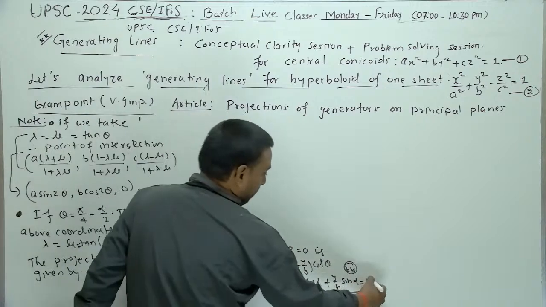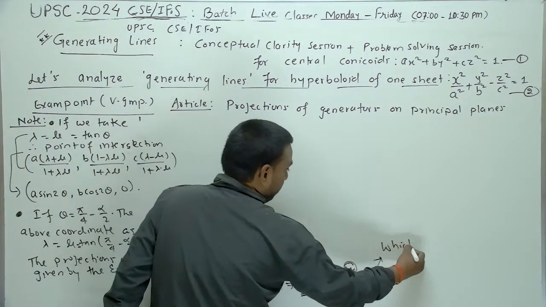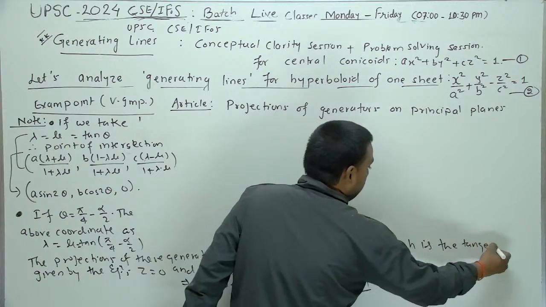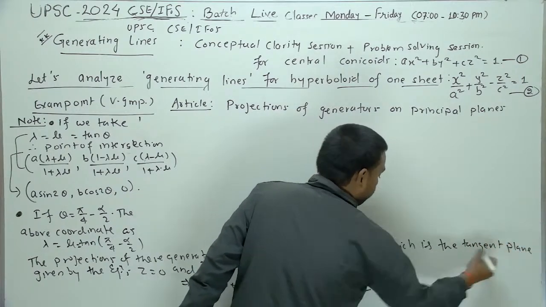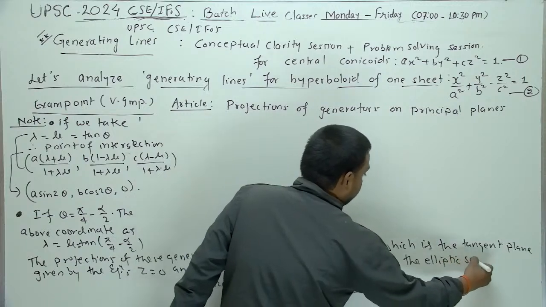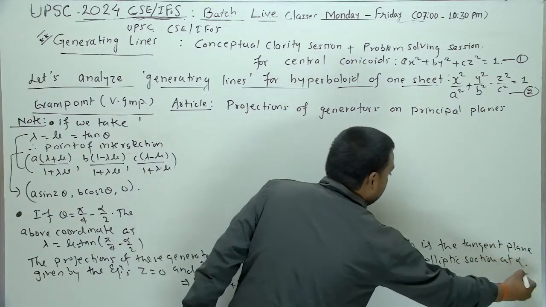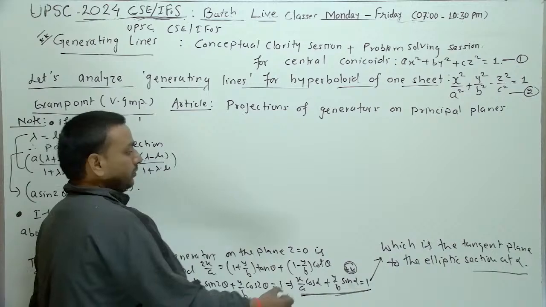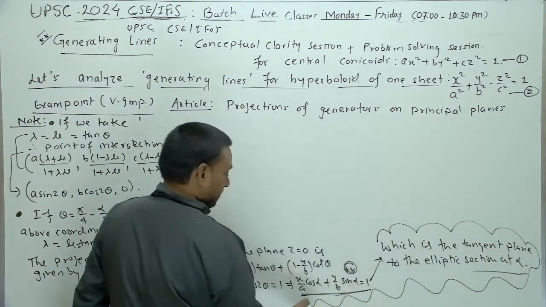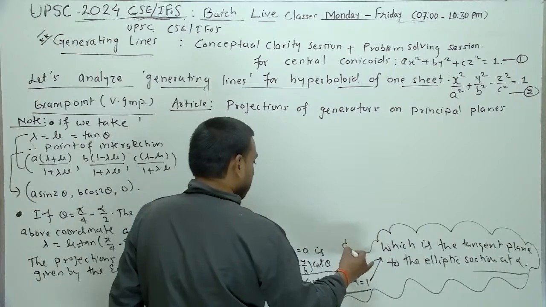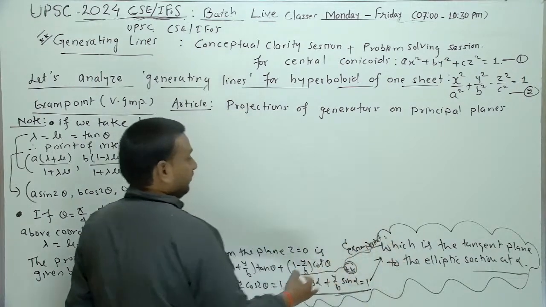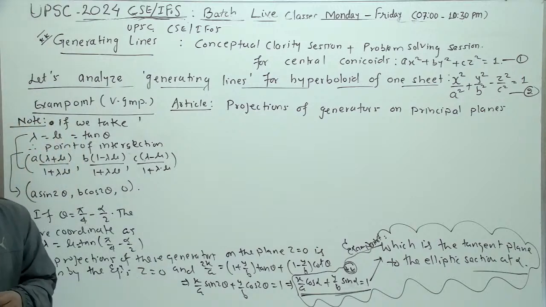So this you call the tangent plane to the elliptic section at alpha. Please highlight this, that you can call as an exam point for you. Please note down properly.